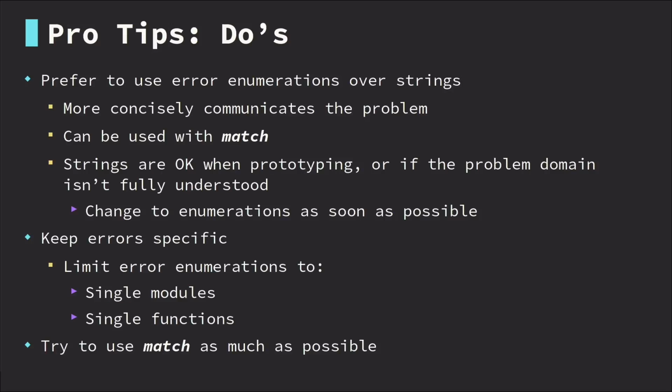Now, I know I just mentioned to always prefer enumerations over strings, but when you are prototyping or you don't exactly know what kind of errors you should generate, then strings are fine to use. However, once this information is better known, or when your code starts forming into a better shape, then switch over to error enumerations. You'll also want to keep your errors specific.